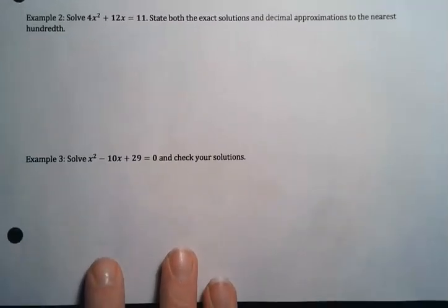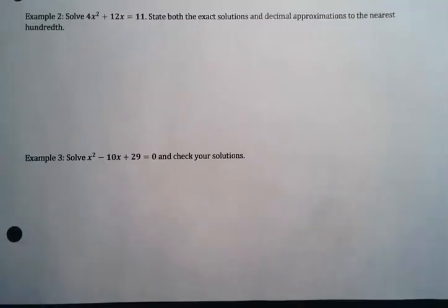So example 2, we've got 4x squared plus 12x equals 11. We want to state both the exact solutions and the decimal approximations to the nearest hundredth. So this one's telling us we couldn't have factored this one. We could have used completing the square, but if we're going to get decimals, there's no way we could have factored it. Okay, so first, step 1 was get it into standard form. So we're going to subtract 11 from both sides and end up with 4x squared plus 12x minus 11 equals 0. And that's perfect, exactly what we want.